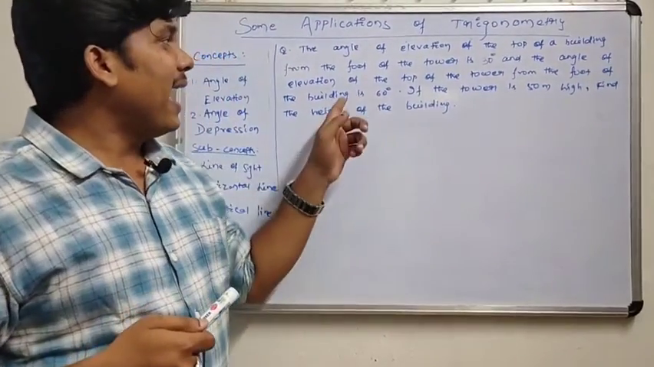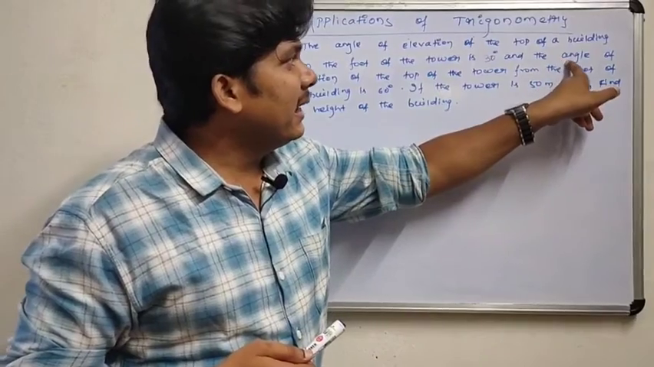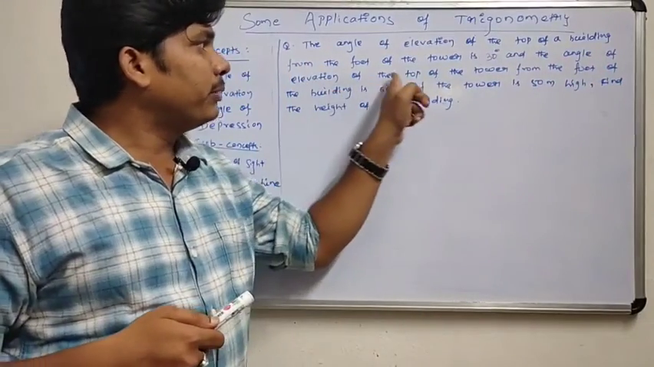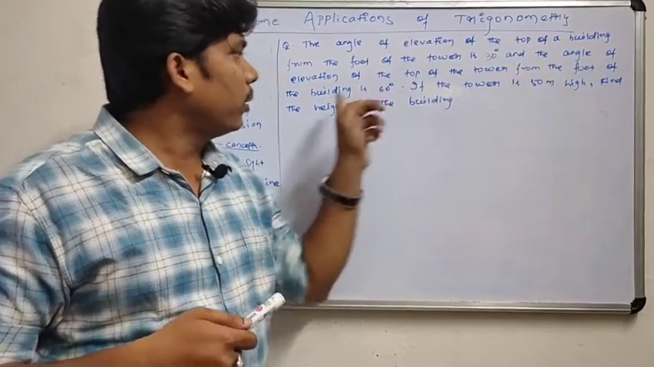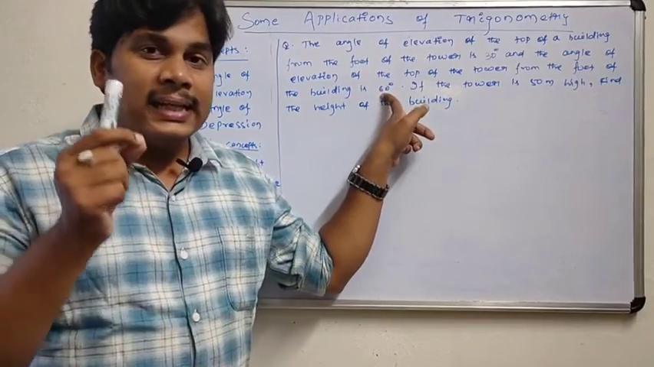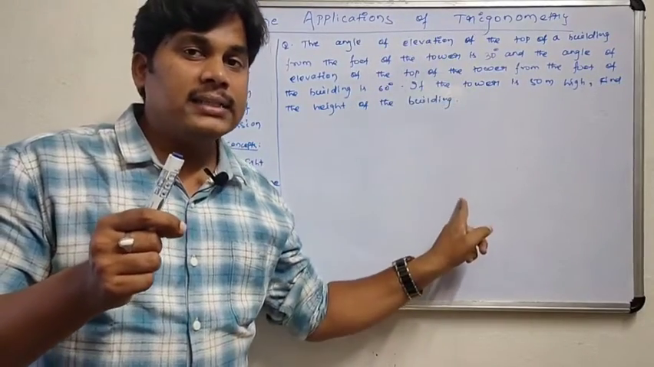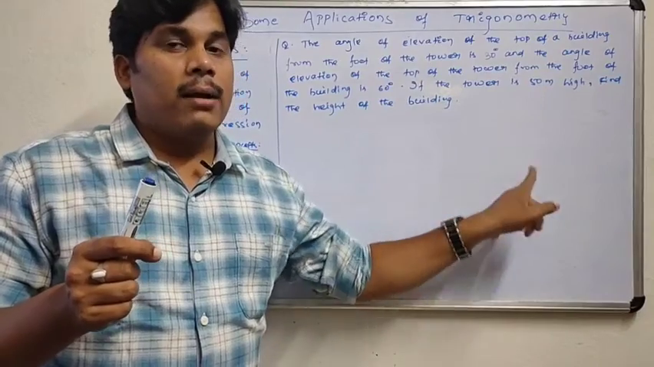Here it clearly indicates the angle of elevation of the top of the tower from the foot of the building is 60 degrees. It clearly indicates the tower is taller than the building.